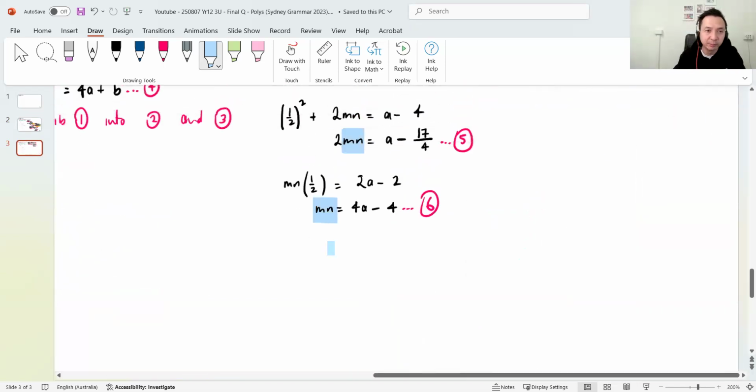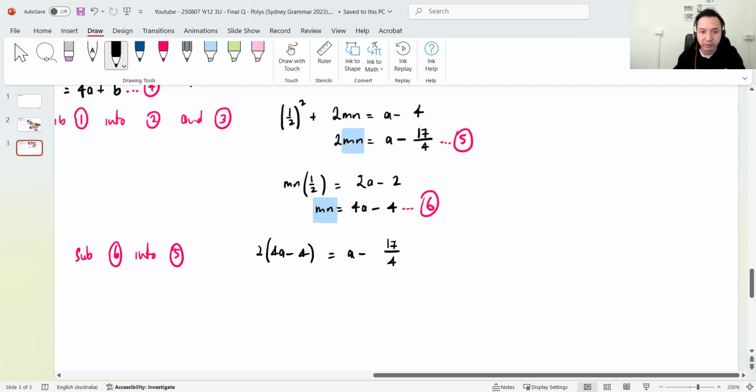Let's see what working. So sub 6 into 5, and I got 2 times 4a minus 4 equals to a. Oh, this is not going to be pretty, right? So I've got 8a minus 8 equals to a minus 17 on 4. I've got 7a equals to, God, guys, I need a calculator.